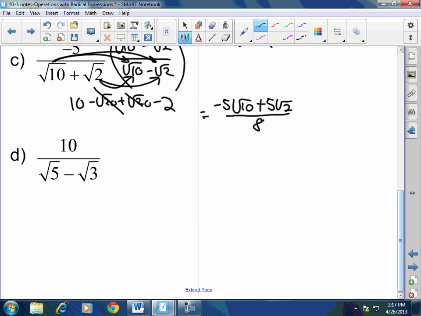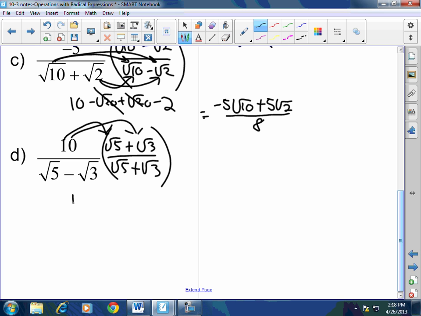Last but not least, I have 10 over 5, square root of 5 minus square root of 3. I cannot have that. So I need to multiply the top and bottom by the conjugate. So I'm going to multiply by square root of 5 plus square root of 3 over square root of 5 plus square root of 3. Distribute. That's going to be 10 square root of 5 plus 10 square root of 3 over, this is the difference of squares.